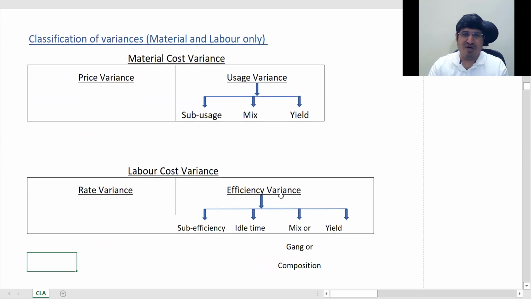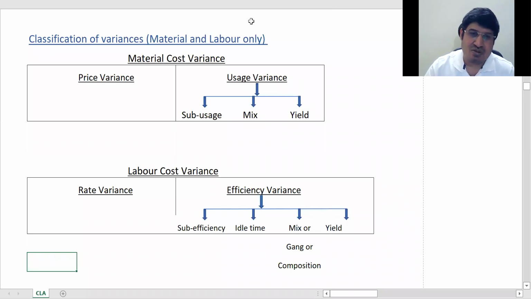Okay. So now we are really coming into variance analysis. The first thing we'll talk about is cost variance. In cost variance, the first thing will be material cost variance. Labor cost variance we'll do later. First we'll look at material cost variance. We'll do a couple of problems on material cost variance.